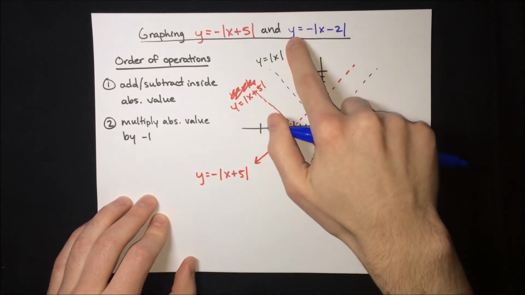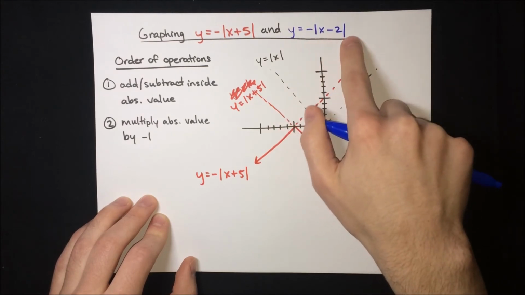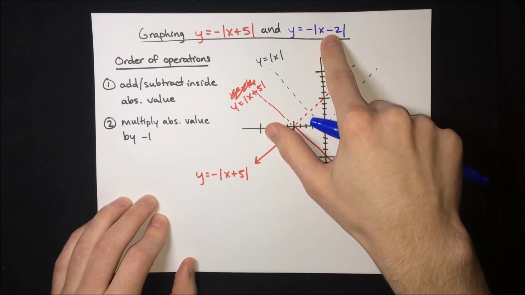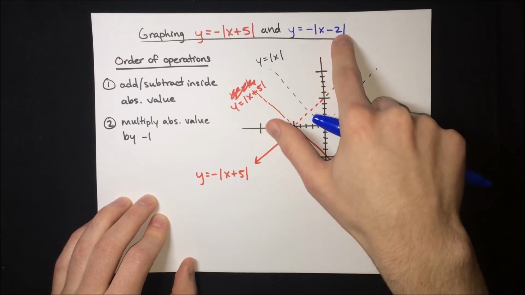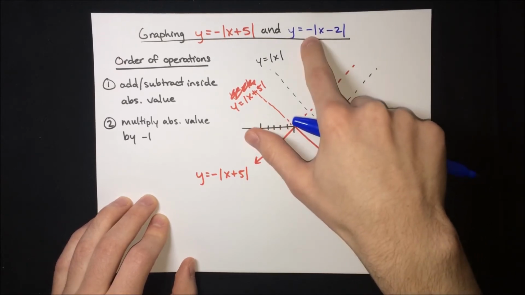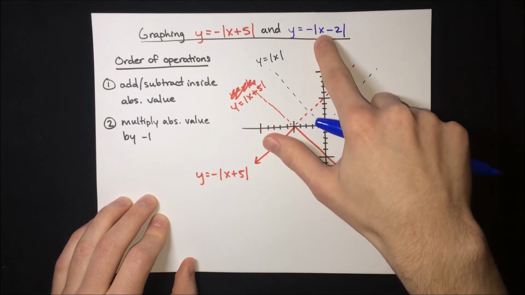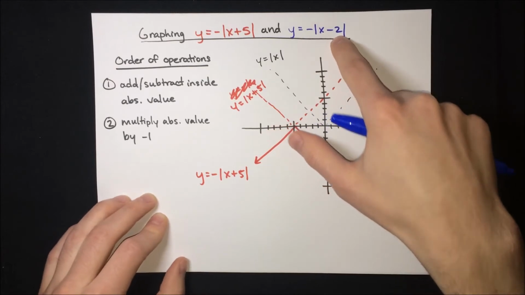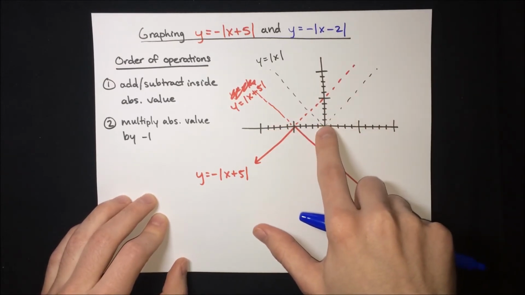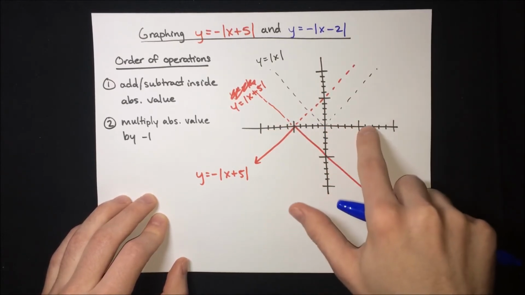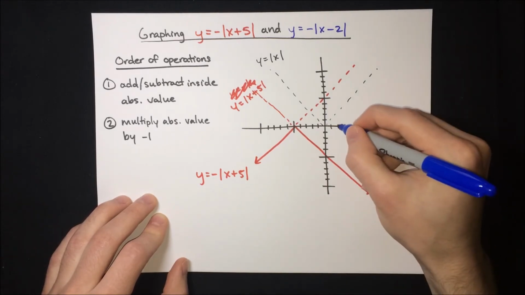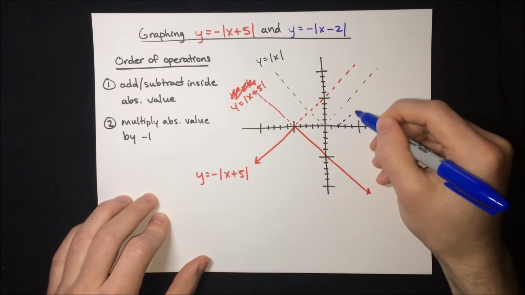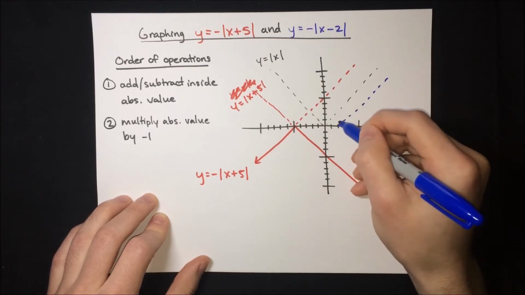Now, to graph this negative absolute value of x minus 2, we have to do the same thing. We first have to translate by the -2, and then we have to reflect it. So first we'll translate by the -2, and one that's inside of the absolute value actually turns into shifting 2 units to the right, towards the positive side. So we're going to start here and then at +2, and then draw our absolute value of x dotted.